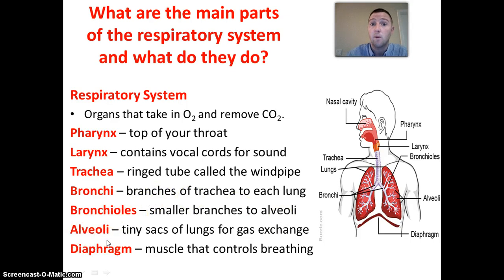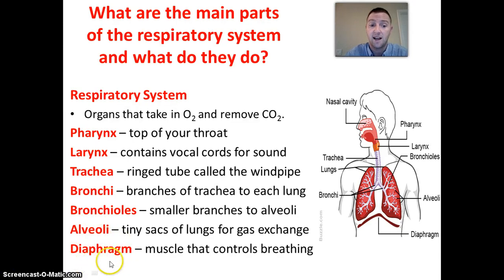Now the alveoli are what make the lungs spongy. These tiny little air sacs give contact or surface area with the cardiovascular system, the capillaries, so the red blood cells can pick up oxygen and drop off carbon dioxide. So the alveoli is where the gas exchange actually happens.